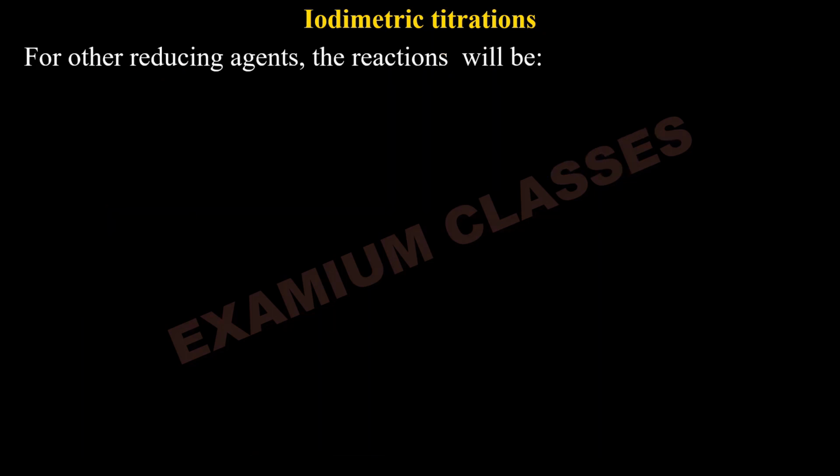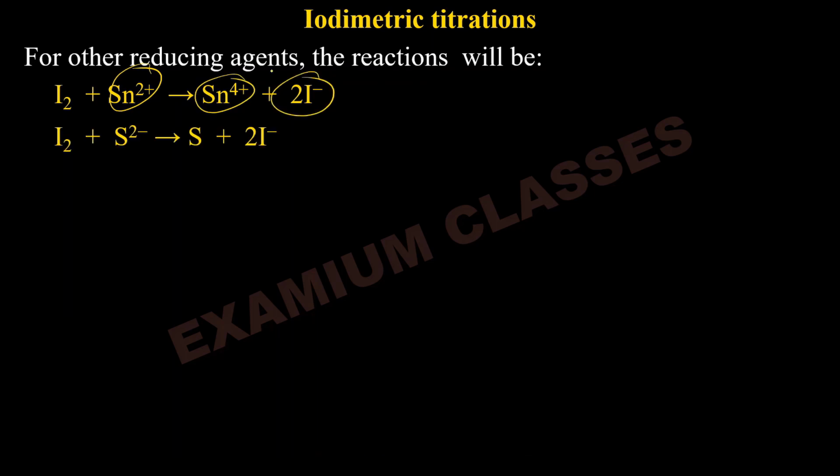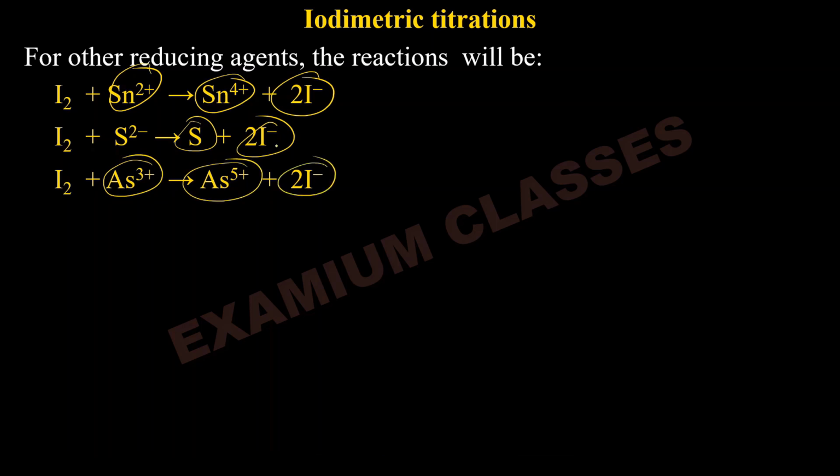For other reducing agents, the reactions are, for example tin, this will be the reaction, I2 plus Sn2+ will give you Sn4+, and we will get iodide ion. With sulfide ions, we will get sulfur and iodide ion. With As3+ ion, we will get As5+ ion and iodide ion. With Sb3+ ion, we will get Sb5+ ion and iodide ion.